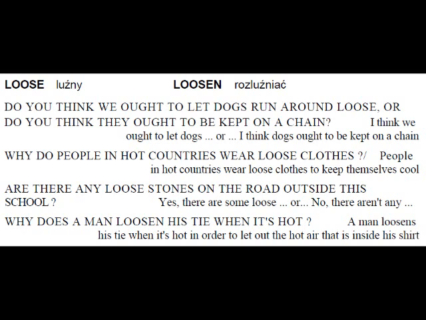Are there any loose stones on the road outside this school? Yes, there are some loose stones on the road outside this school. Or, no, there aren't any loose stones on the road outside this school. Why does a man loosen his tie when it's hot? A man loosens his tie when it's hot in order to let out the hot air that is inside his shirt.